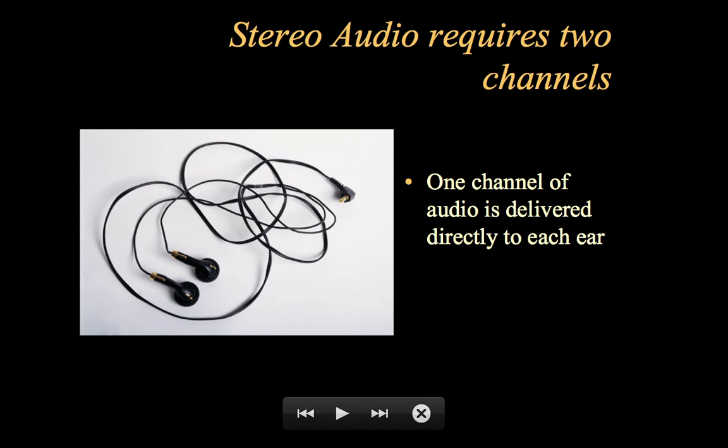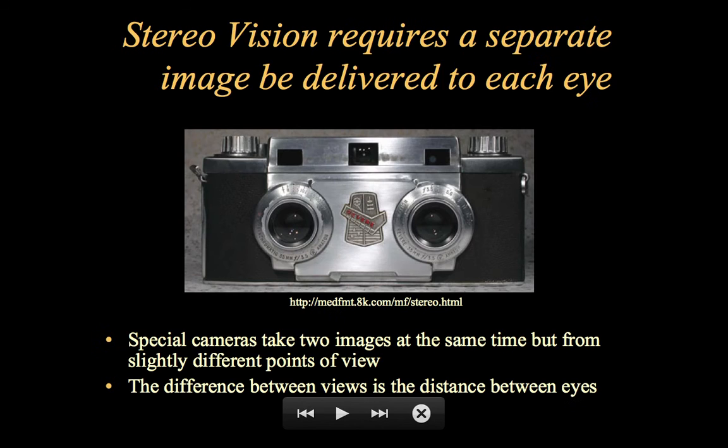With stereo audio, you need two channels, they're called. You need to send one signal to the left ear and one signal to the right ear, and that's how you get stereo audio. For stereo vision, or 3D vision, you need to deliver a separate image to each eye.